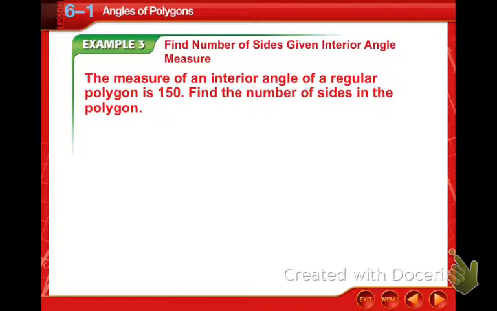So our next problem here, we are given the measure of the interior angle of a regular polygon, and we want to find the number of sides it is. So we're basically trying to figure out what kind of polygon we are using here. So we can use that same formula, leaving n as n, and setting it equal to the 150 that we're given.